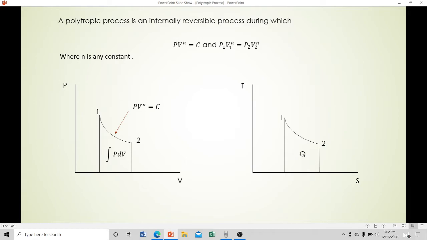So as we said earlier, your polytropic process is dependent on any kind of process, such as an isothermal process, isentropic process, isobaric process, and isometric process, or any kind of process according to different kinds of gases.